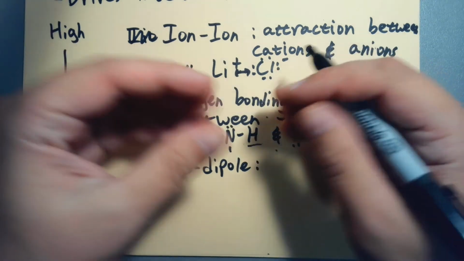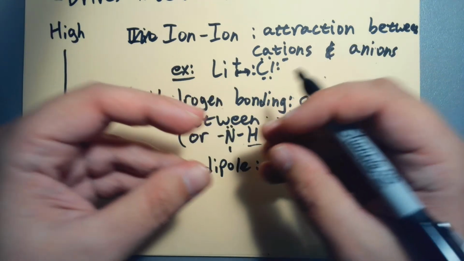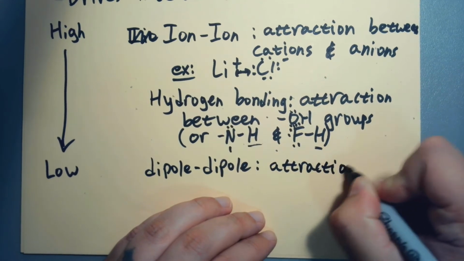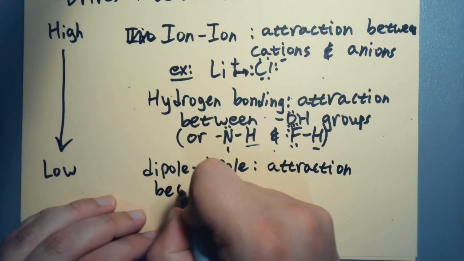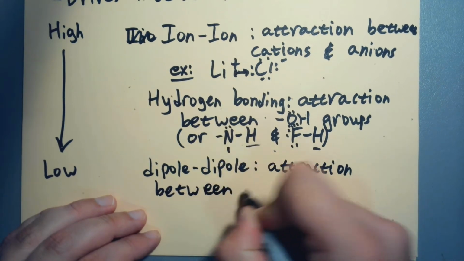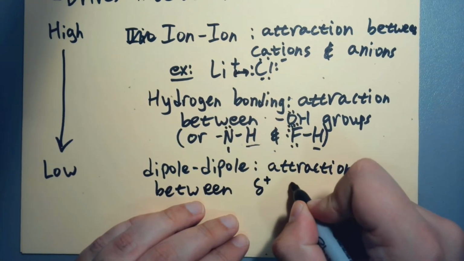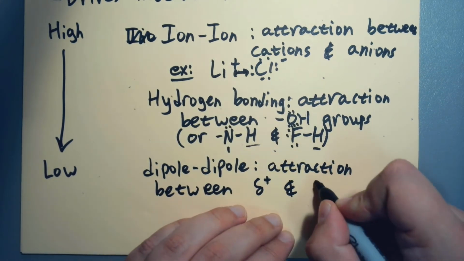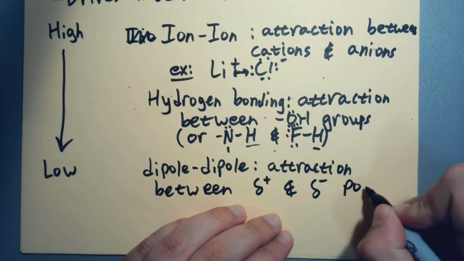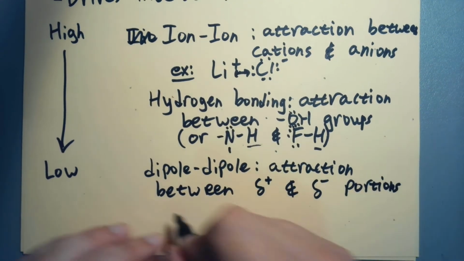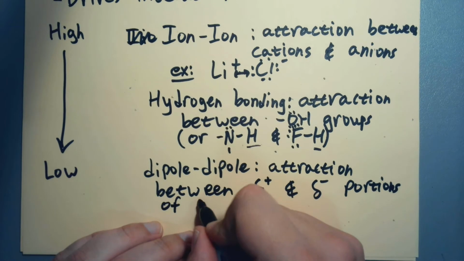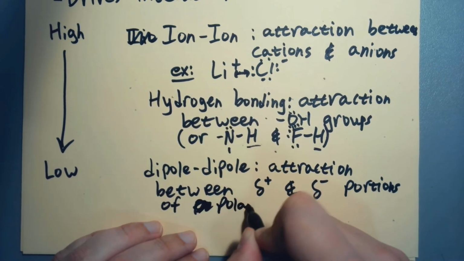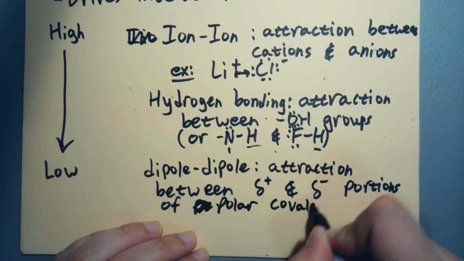So, you know, it's like when you have two magnets. They're weaker magnets, but they're still going to attract to each other. And so this is attraction between, and this means partial positive. That little delta means partial positive, and so we got partial positive and partial negative portions of polar covalent molecules. Make sure I get all the words in there.